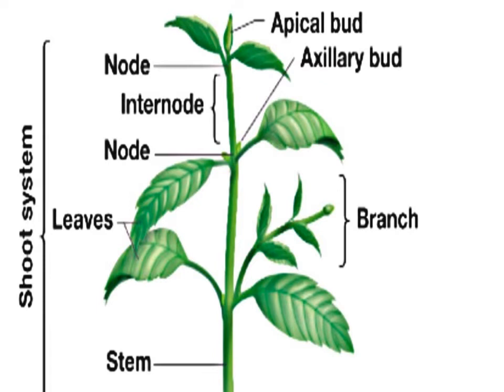So what is an apical bud? An apical bud helps in the vertical growth of the plant. Apical or apex means the tip. So apical buds are also called terminal buds. They are found at the tip of the stem and also at the ends of branches. What are axillary buds? They help in the horizontal growth of the plant. These axillary buds are found in the axils and give rise to branches and leaves.